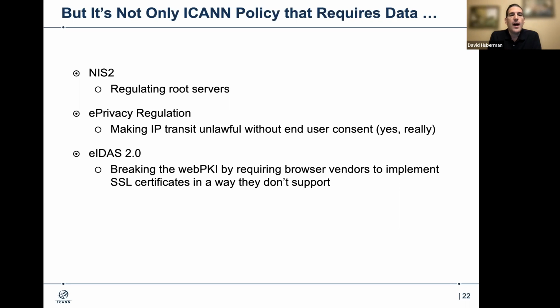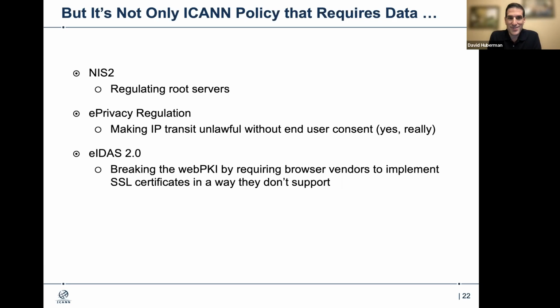Okay. The ePrivacy regulation was a regulation from 2018 that accidentally made transit illegal. As when you go from your computer or your device to any site in the world, you go through many intermediary ISPs.